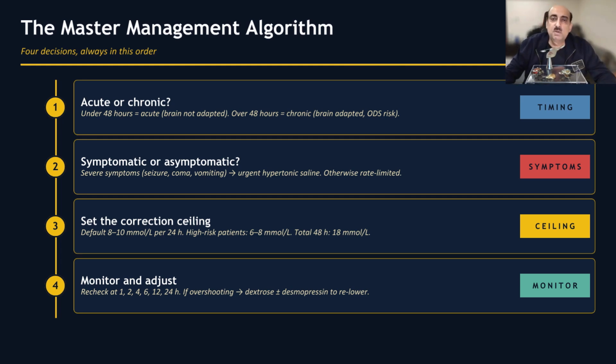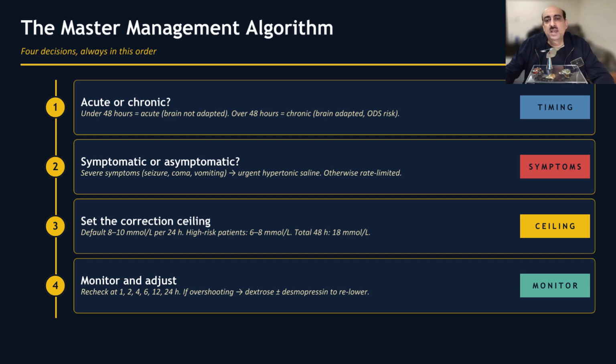Now, number 2, symptomatic or asymptomatic. Are the patient's symptoms really severe, like seizures, coma, vomiting, obtundation? Because all of them will demand urgent hypertonic saline use regardless of the duration, whether it's acute or chronic, because you need to protect the brain. Otherwise, the treatment is rate limited. We will come to that in detail.